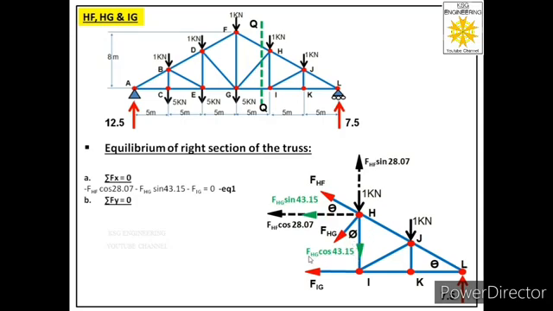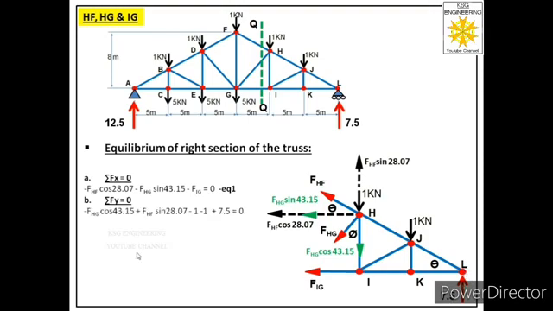First is FHG cos 43.15 acting in downward direction, so we have to consider this as negative. Then FHF sin 28.07 acting in upward direction, we have to consider this as positive. Then 1 kilonewton force acting at joint H in downward direction, negative. Then 1 kilonewton force acting at joint J in downward direction, also negative. Then reaction acting at joint L in upward direction, positive.